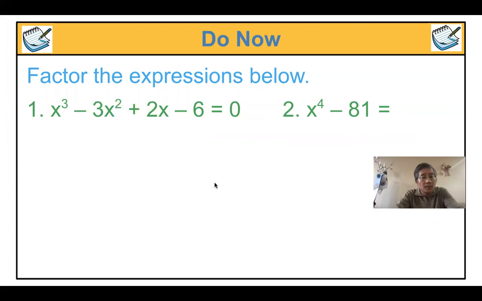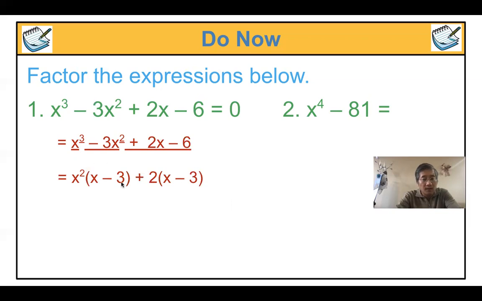First one, how do you do it? When the highest degree is 3 and you have 4 terms, mostly you do factor by grouping. So you group 2 terms each, all in the order of the degree. Then you factor each group. First group, the common factor is x squared. Both of them have x squared, and you get x squared times x minus 3. The second one, the common factor is 2, so 2 times x minus 3.